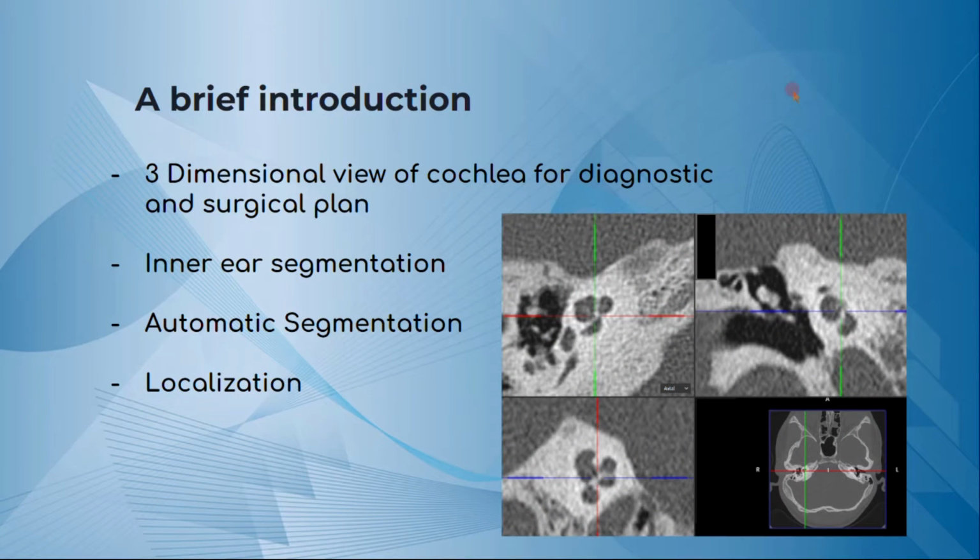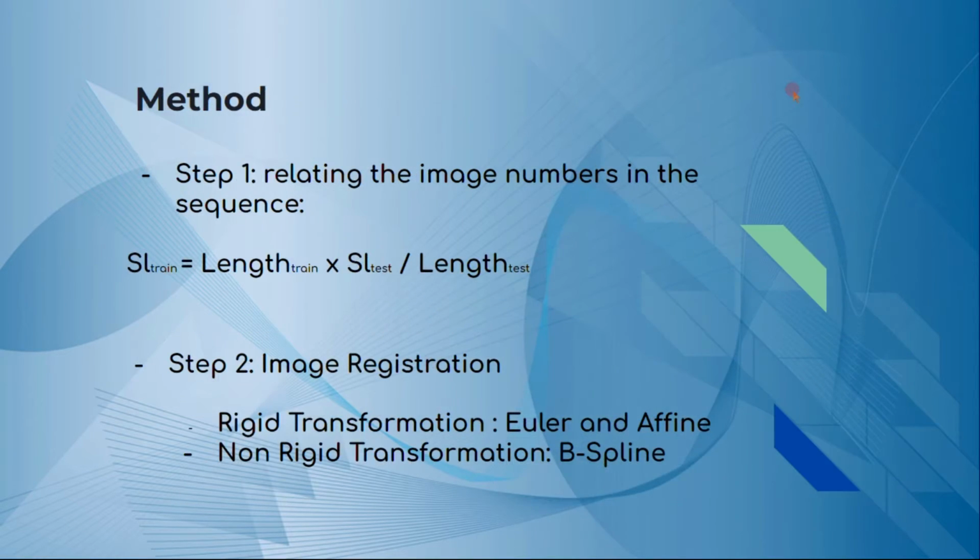To have a better diagnostic and surgical plan, a three-dimensional view of the cochlea is needed. To obtain this view, we require segmenting the inner ear in CT images. If you would like to design an automated algorithm for this purpose, one of the initial steps could be localization. I have implemented an image registration algorithm to locate the cochlea in the head CT images.